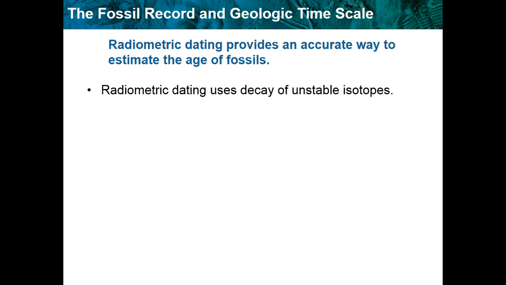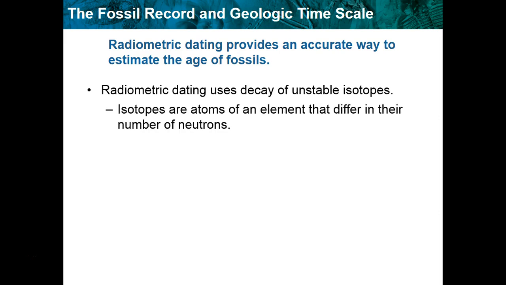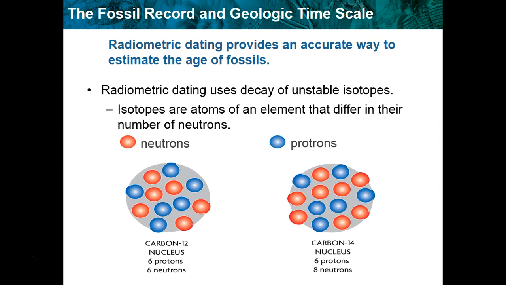Another way to provide the age of fossils is through radiometric dating. This is a much more accurate way. Radiometric dating uses the decay of unstable isotopes. We learned earlier this year that an isotope is an atom of an element that has a different number of neutrons in its nucleus. So most commonly we use carbon-14, which is an isotope of carbon, to do radiometric dating. Carbon-14 has 8 neutrons, whereas carbon-12, the most common isotope of carbon, only has 6 neutrons.